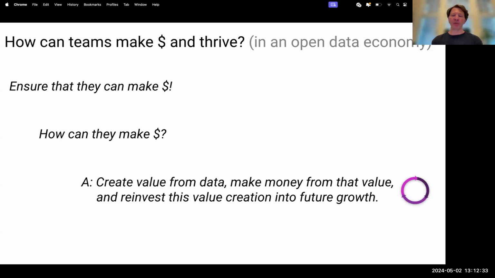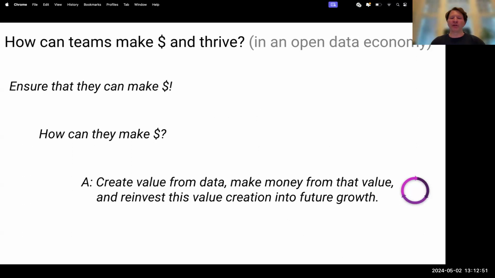So, once you've created value from that, make money from it, right? Turn that value into actual dollars. And then once you've got those dollars, reinvest it into future growth, right? So it's actually a loop, right? One, two, three, boom, boom, boom.